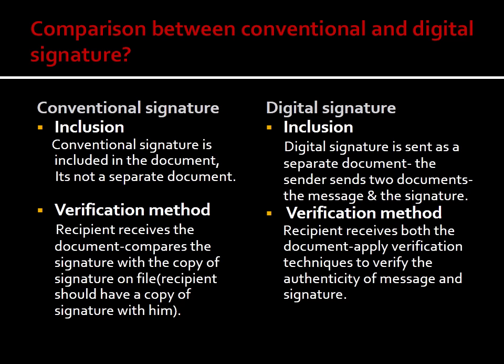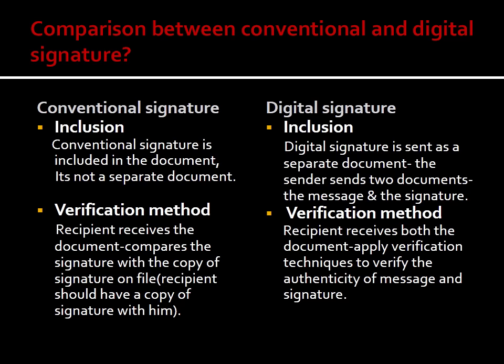Now let us compare conventional and digital signature. We'll compare them on the basis of various factors, right? We'll see inclusion. What do we mean by inclusion? In the conventional signature, the signature is included in the document. It's not a separate document. By this I mean that when we send a message, the conventional signature is done on the same document, right?